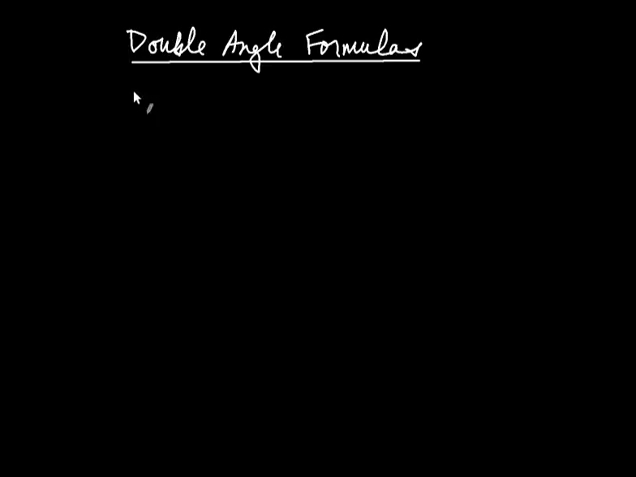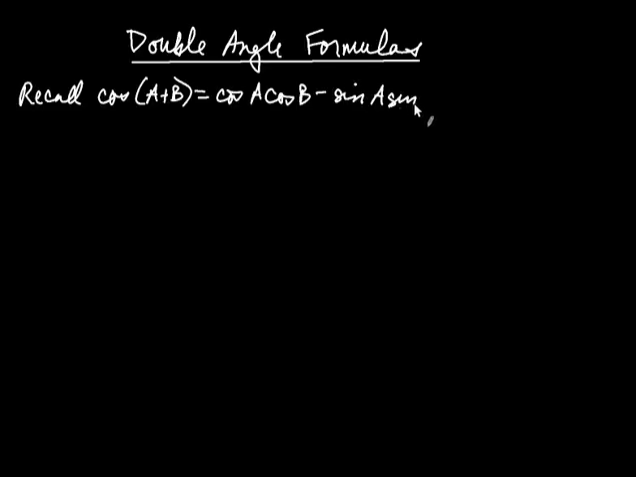Here we're going to talk about what are called the double angle formulas. So we're going to start by recalling the sum formula for cosine. Recall that cosine of a plus b is equal to cosine of a times cosine of b minus sine a times sine b.